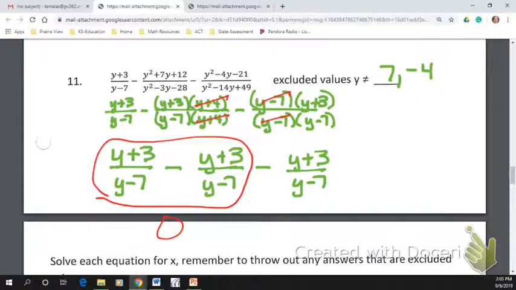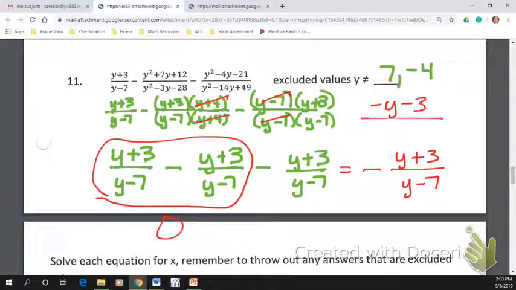So your answer is this, right? Now when you do this problem, it's always going to do that. You're always going to end up with these three things, and 2 of the 3 will cancel. But it might not be the first 2. It might be the first one and the last one. So pay attention to whether you have a negative on your answer. In this case, our answer is going to be negative. There are 2 ways to write this. You can write it negative with a fraction, y plus 3 over y minus 7, or you can distribute that negative to the top, negative y minus 3 over y minus 7.